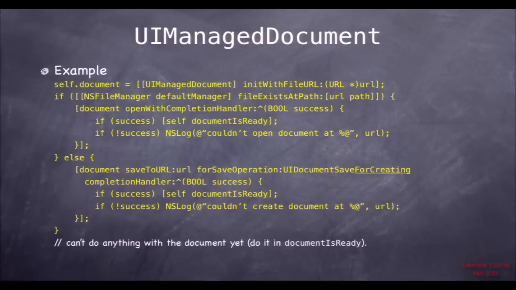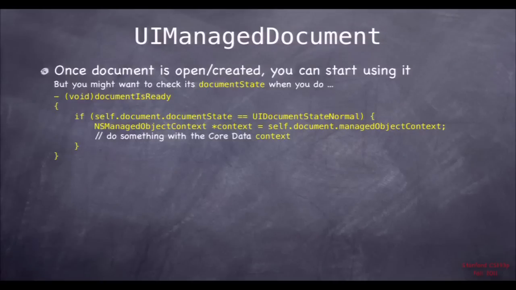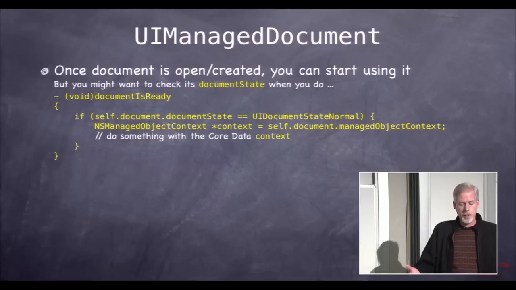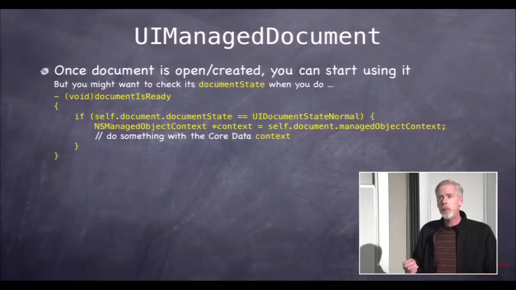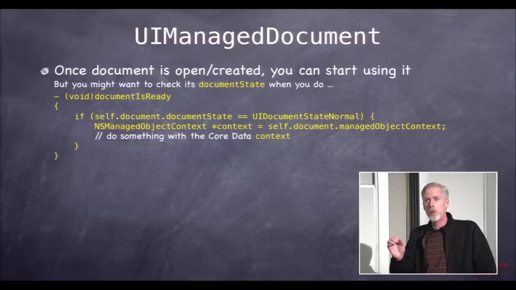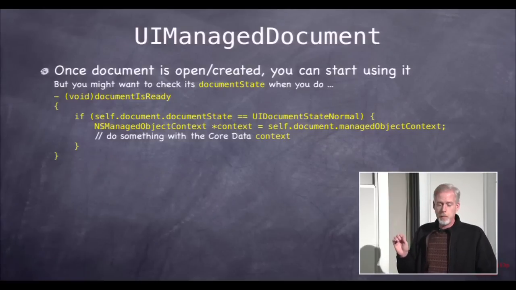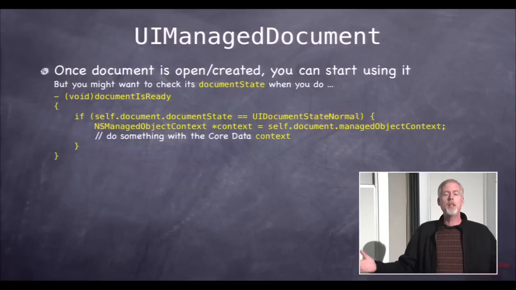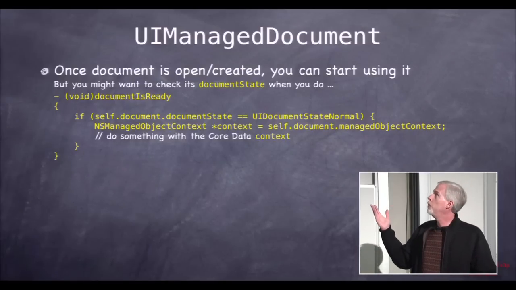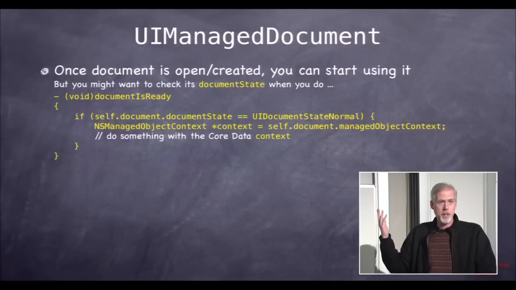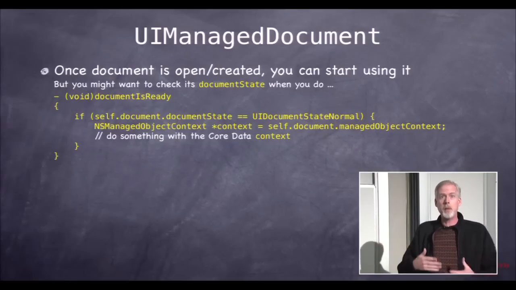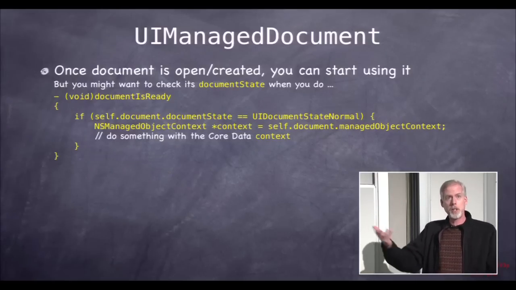All right? Okay. Now, once a document is open and created, and like your documentIsReady gets called, you can start using it. All right? Now, the documents do have what's called the document state. And I'm a big fan of checking your document state before you use it. All right? The most important document state is UIDocumentStateNormal. That means this thing is open, ready to be used. Okay? Now, you probably should not get to documentIsReady, given the code on the previous slide, if it's not in a normal state, because you opened it yourself and you only called this if success was yes.